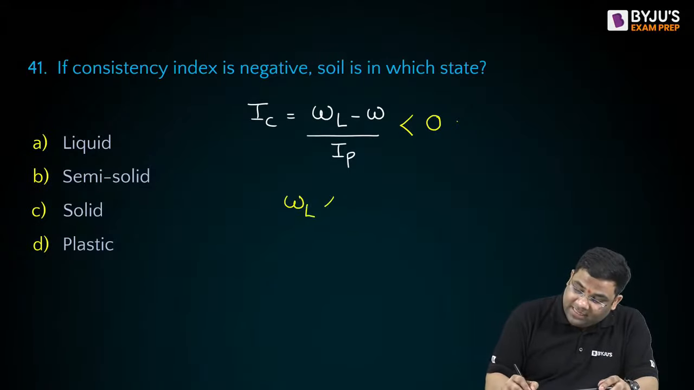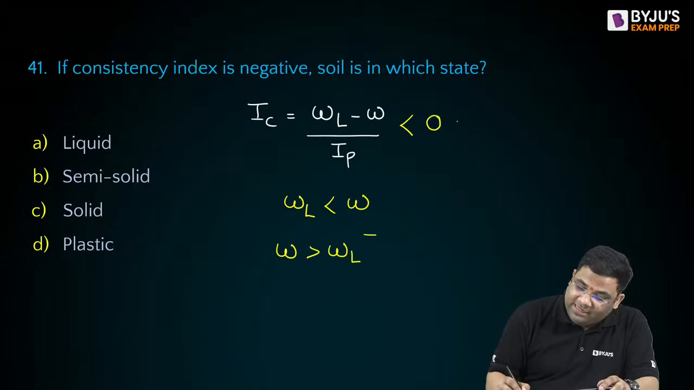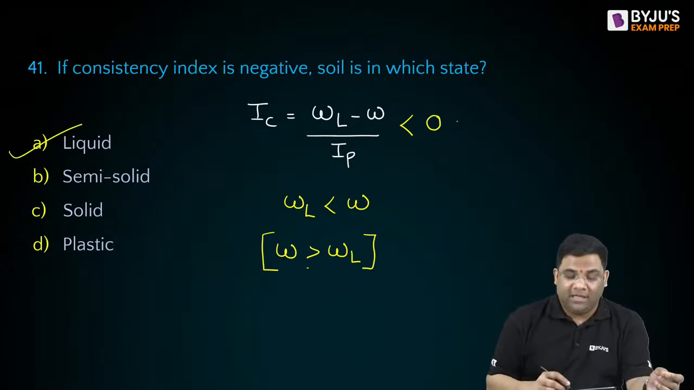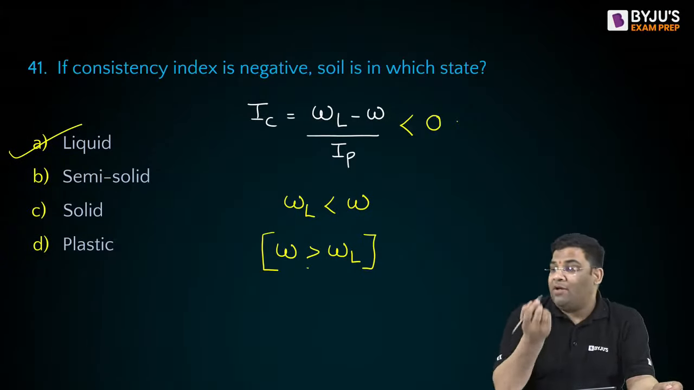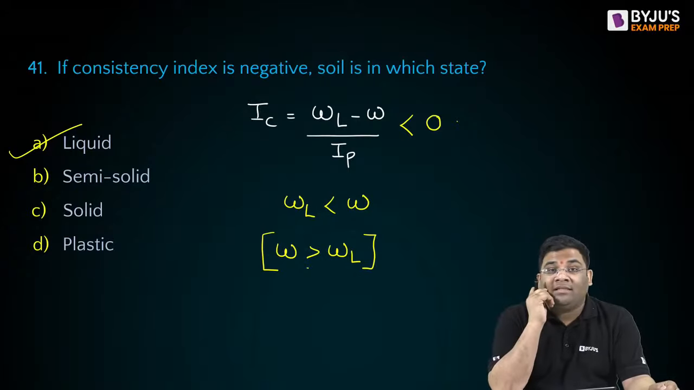This liquid limit is less than water content, or I can say water content is greater than liquid limit. If water content is greater than liquid limit, that means what? Soil is in liquid state. You see, by just knowing the basic formula, you can answer this question, right?